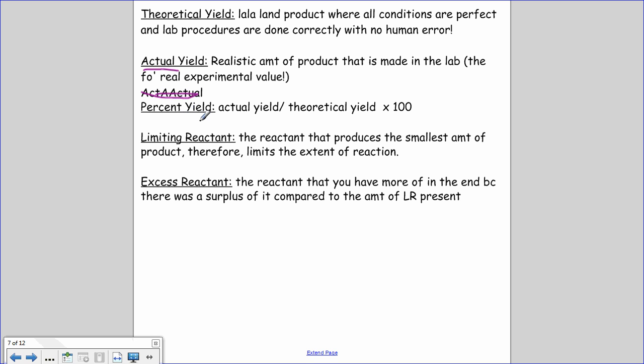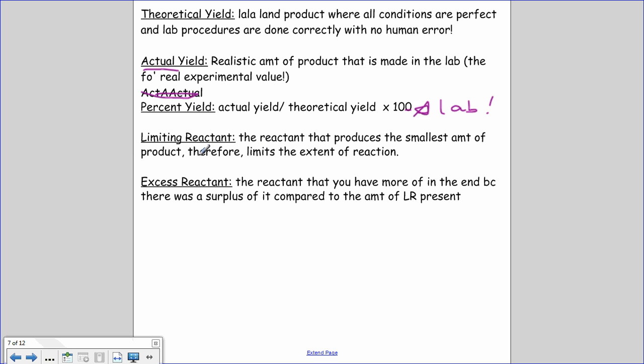Percent yield is actually going to be just actual yield over theoretical yield. It's just an equation. You need to know this. I ask you a lot in the lab, what's your percent yield? If you have like 95% yield, that's amazing. If you have 70% yield, that's not so great. So this is where we will be working on our lab skills.